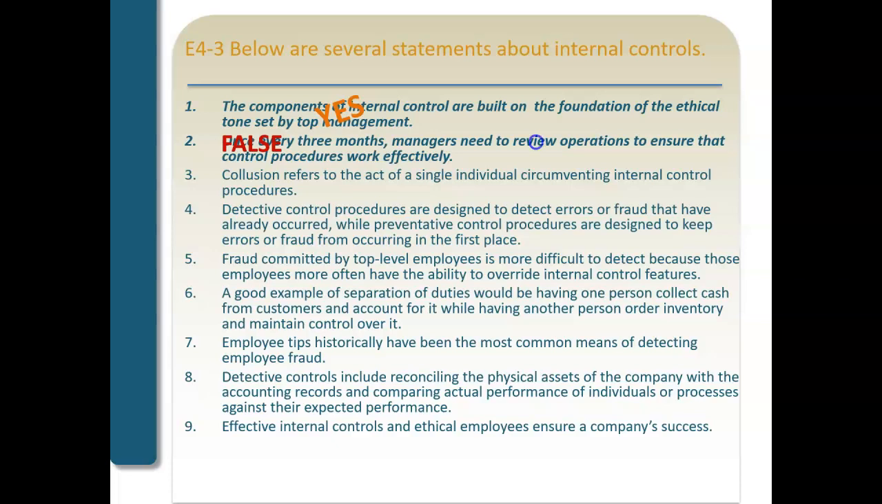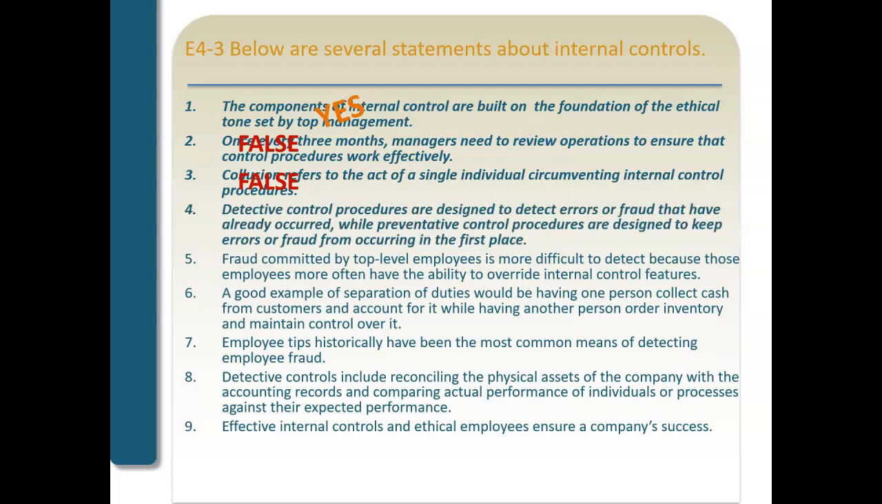I did not talk about collusion, but collusion is when 2 or more people come together to defraud a company. It's one thing when someone's trying to act on their own, but when 2 or more people are coming together, it's sometimes even harder to catch because they can have different separation of duties that are coming together. Does that make sense?